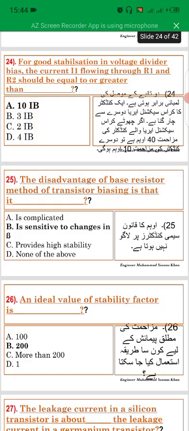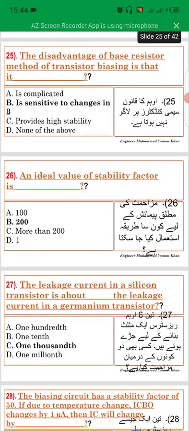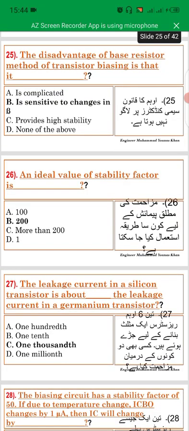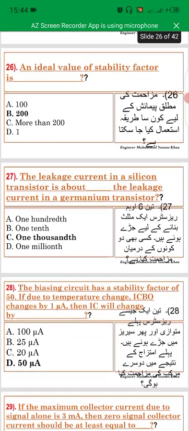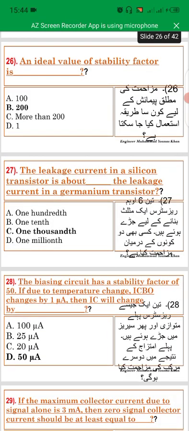For good stabilization in voltage divider bias, the current I1 flowing through R1 and R2 should be equal to or greater than 10 IB. The disadvantage of base resistor method of transistor biasing is that it is sensitive to change in beta. An ideal value of stability factor is 1.